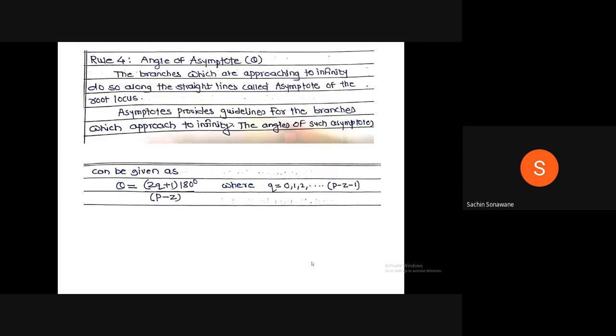Now rule number 4, angle of asymptote theta. The branches which are approaching infinity do so along straight lines called asymptotes of the root locus. Asymptotes provide lines for the branches which approach infinity. The angles of such asymptotes can be given as theta is equal to (2q plus 1) into 180 degrees divided by (P minus Z), where q is equal to 0, 1, 2.